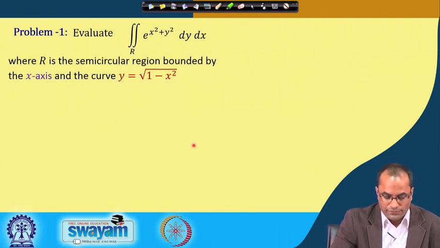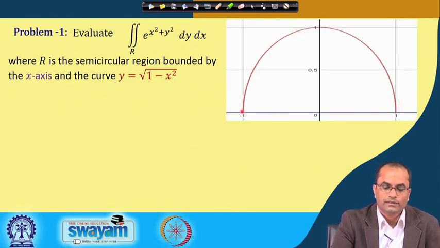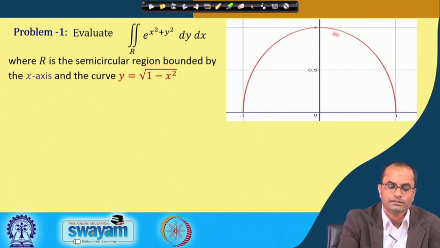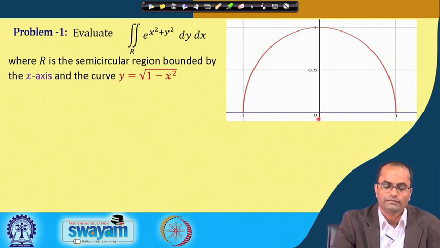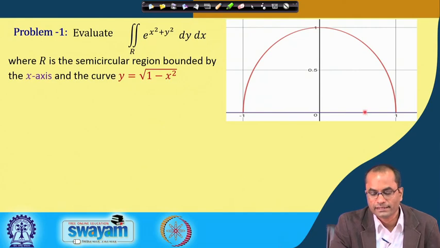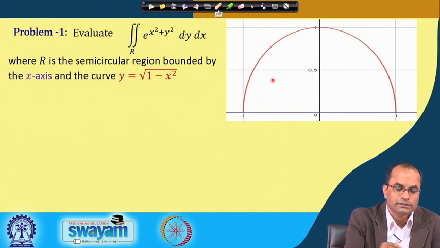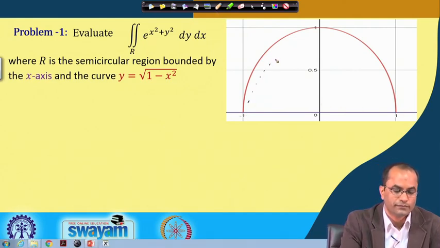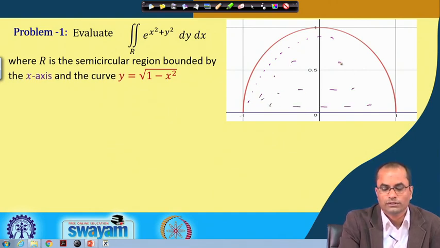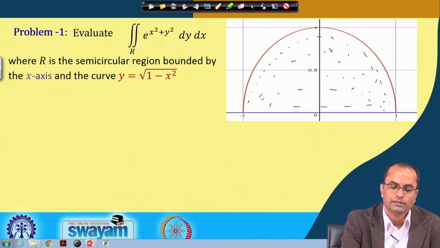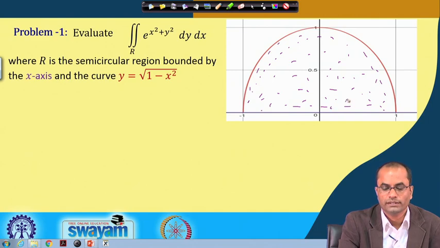So, if we draw the region here, it will be this half circle with radius 1, and then we have here the x axis. So, this is the region over which we want to integrate. Again, since we have this circular region, it would be much more convenient to use polar coordinates.